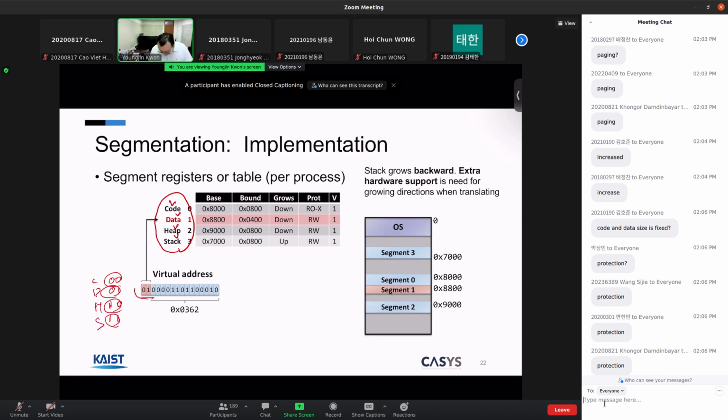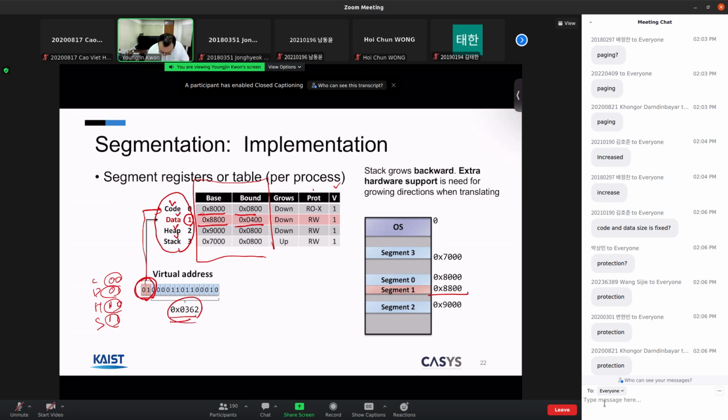So the hardware translates this as the first segment, and the operating system uses this part as code, which has a base and bound. Okay, for now, let's focus on this one. Grow, protection, validity, I'll explain later. In this case, let's say 01 indicates the first segment. So it uses the base register of this one and the bound register of this one. So this address is translated to this one.